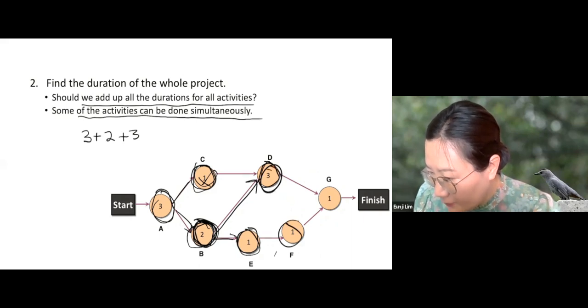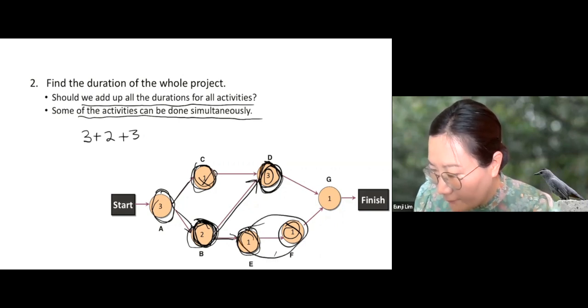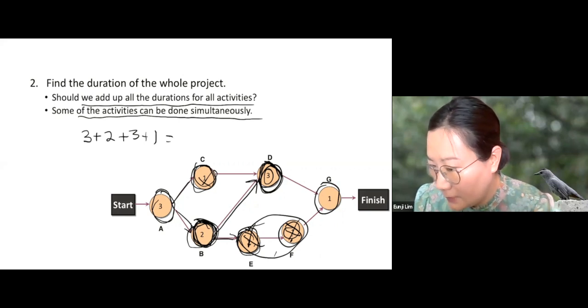And D takes 3 months to finish. E and F take 2 months to finish. So we can finish E and F while we are finishing D. So should we add the duration of E and F? No. Okay. Now how about G? Should we add the duration of G? Yes. So it's going to be 3 plus 2 plus 3 plus 1, which is 9 months.